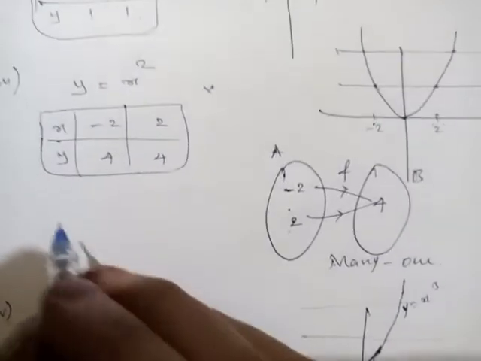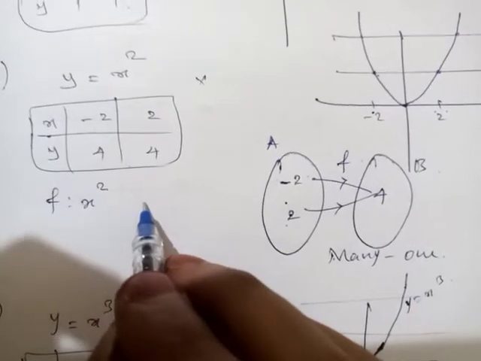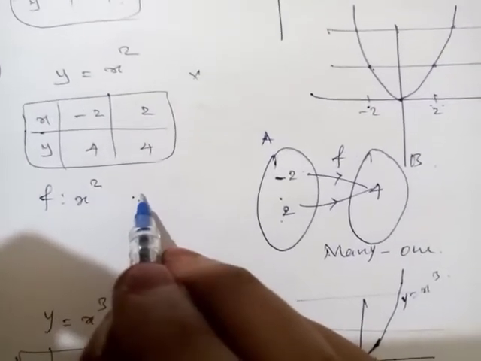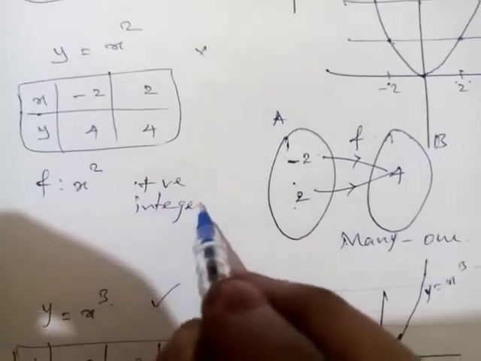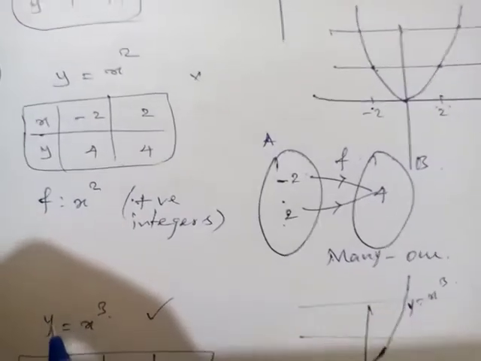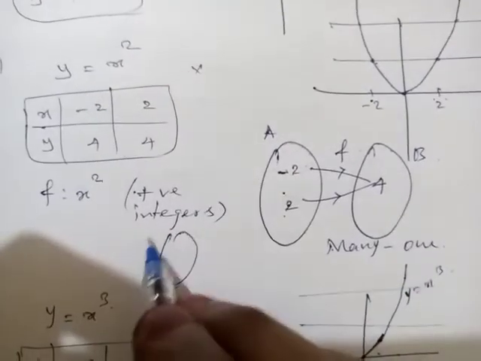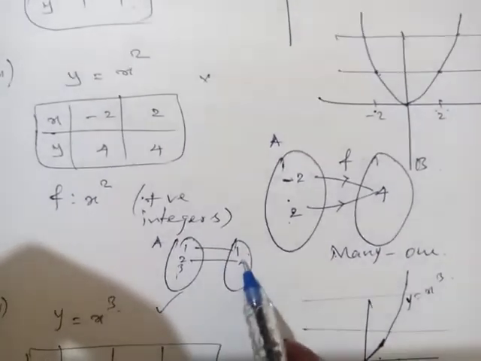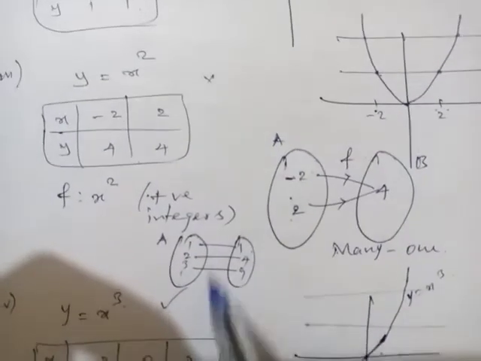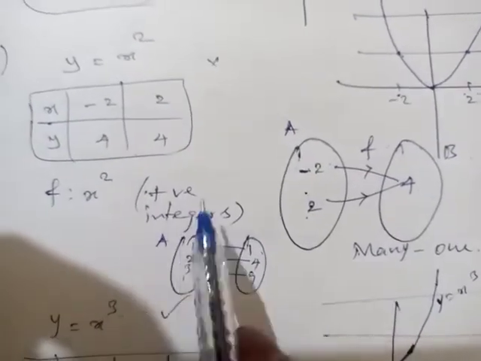In that, suppose the function is x square, but the domain contains only positive integers. If it is positive integers, what do you think? So -2 will not come, right? So this is set A, it is 1, 2, 3, 4 and so on. Then what will you get? X square means you will get 1 here, 4, 9 and so on. Now this is a one one function, only one image will be there, right? Have you cleared this one?